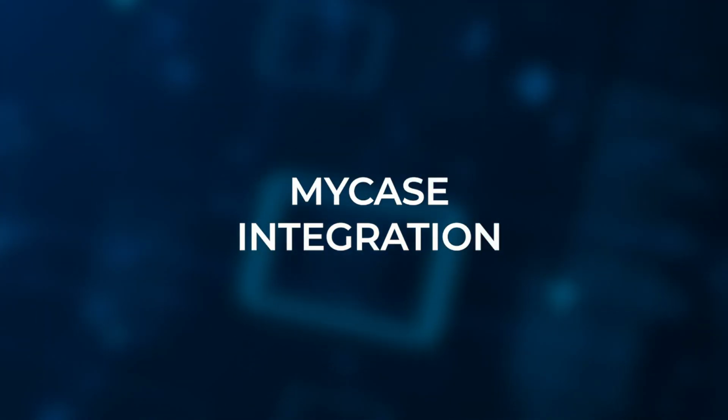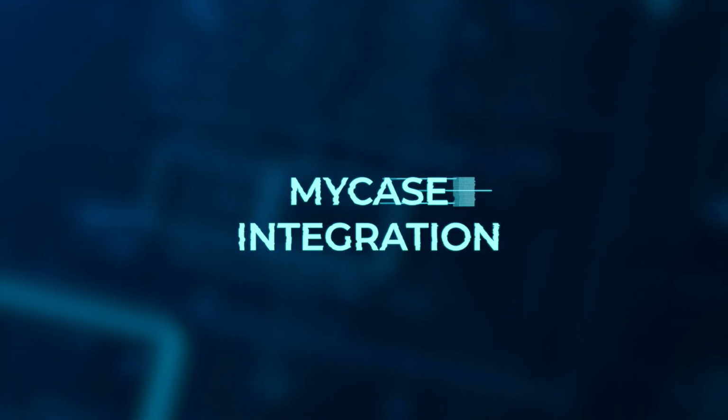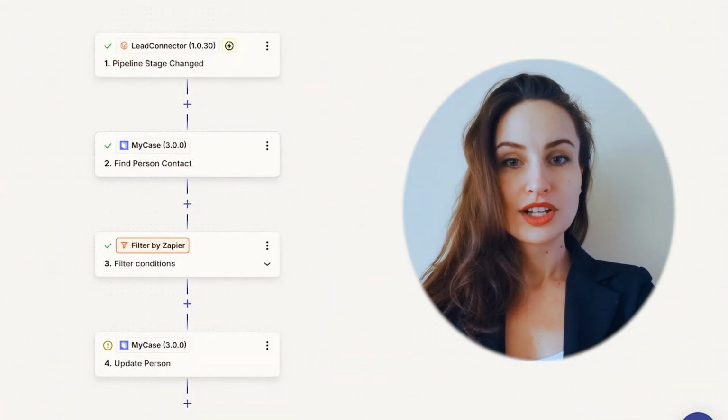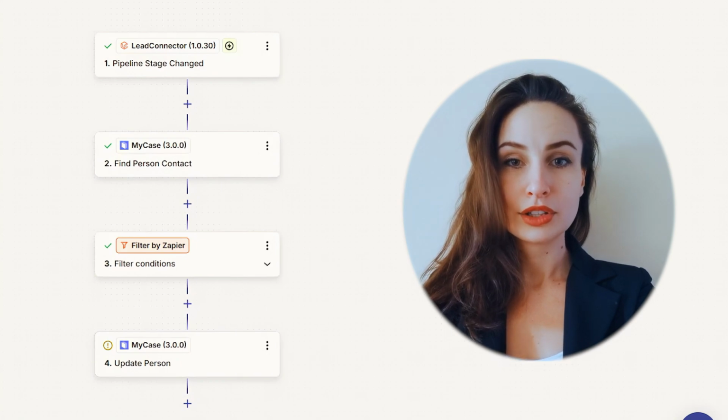Now, if your firm uses MyCase instead of Lawmatics, you can still take advantage of the same automations. Sanja is going to show you how appointments connect directly to MyCase, making sure your leads and clients are always up to date. In this scenario, we're using MyCase. And what we're trying to do with this scenario is to save some time on updating the contact who booked an appointment using our calendar.